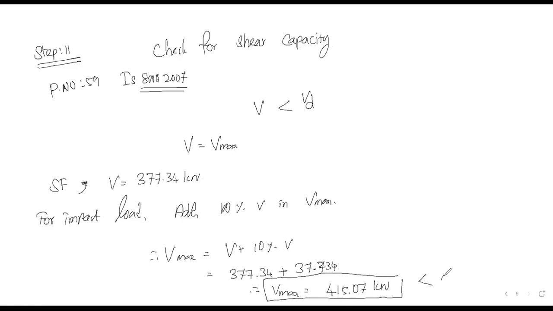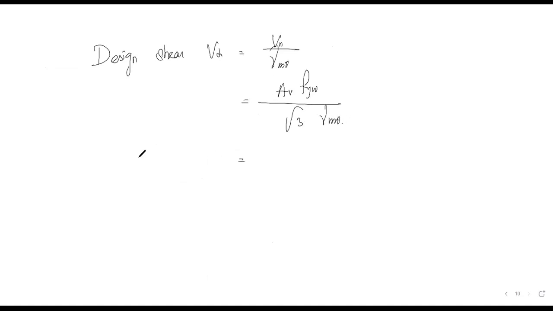Next, we have to calculate VD. If V max is less than 0.6 times VD, it means safe. Okay, so the design shear VD is equal to Vn by gamma m naught, where Vn is equal to AV into Fyw divided by root 3 into gamma m. So AV is nothing but the shear area.